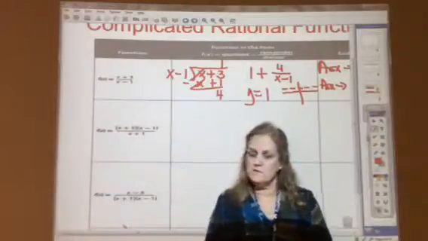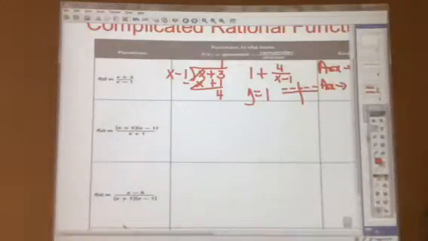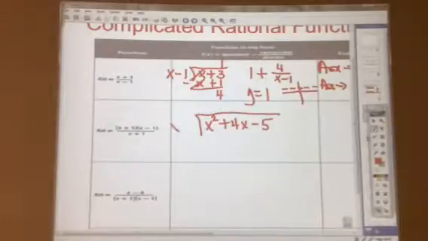Numerator. So what am I going to have to do to my numerator? FOIL it. X squared plus 4x minus 5, divided by x plus 1.